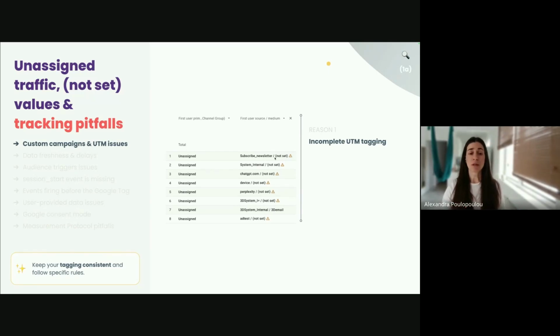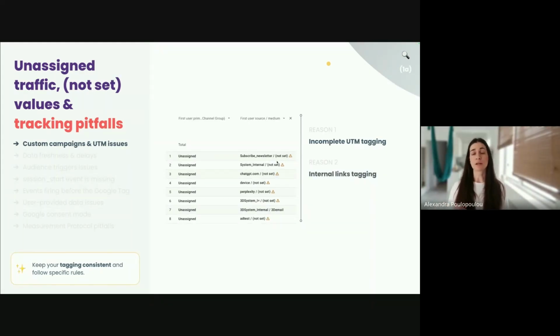In this example, in this first row, you see a source defined, but the medium was not. In this case, we will have all this traffic from this channel under the unassigned channel. Let me take a step back. I'm sure everyone is familiar, but channel groups is just a set of rules that Google predefined in order to group the source medium information in bigger groups. So if you don't have something defined here, then Google is unable to assign it to a proper channel, so it goes under unassigned.